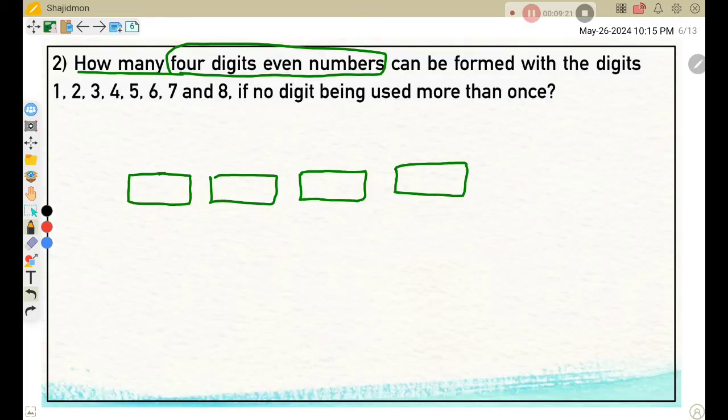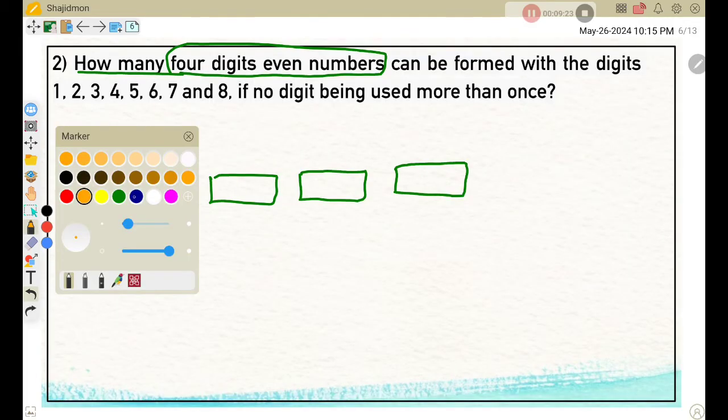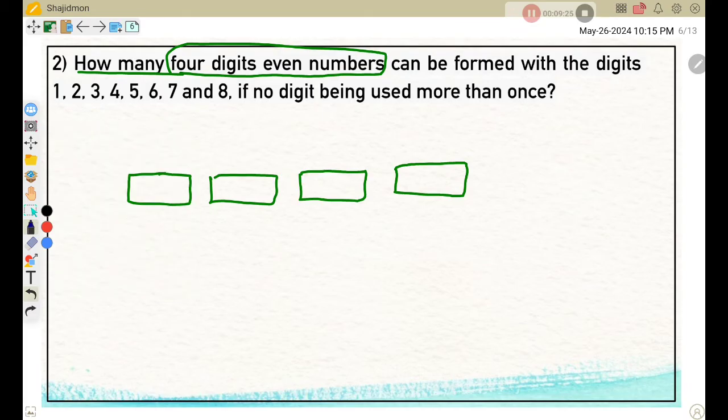So anyway, we are coming to this question. Here the question is, how many 4-digit even numbers can be formed with the digits 1, 2, 3, 4, 5, 6, 7 and 8? We can use only these 8 numbers. Using these 8 numbers, how many even numbers of 4 digits can be formed?